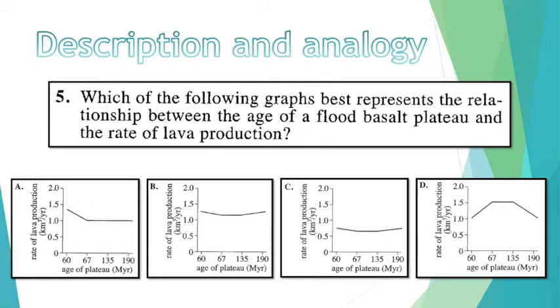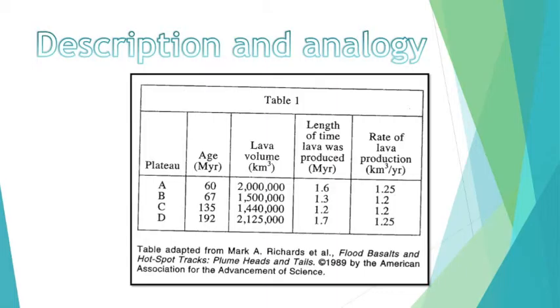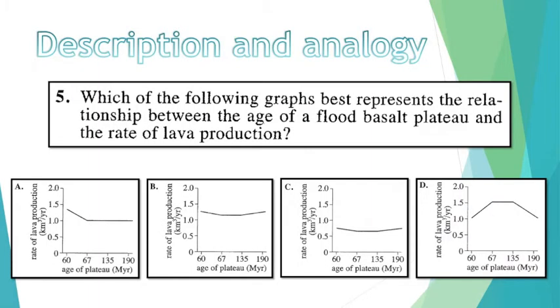The restatement here is, which graph shows the relationship between a flood basalt plateau and the rate of lava production? The key words here are age of flood basalt plateau and rate of lava production. The question doesn't necessarily tell you to go to Table 1, but you can look for these keywords and see that Table 1 is where you need to go. Now, you need to line up the two relevant columns. As the age increases, what's happening to the rate of production? It goes down, then stays put, and then returns back up. Which answer graph shows this? It's answer B. You're asked to put this information in a different form, and B is the correct way to do so.